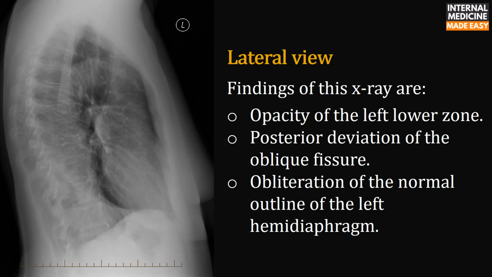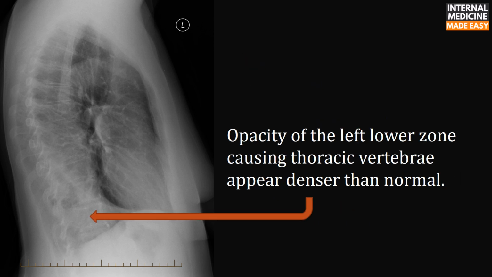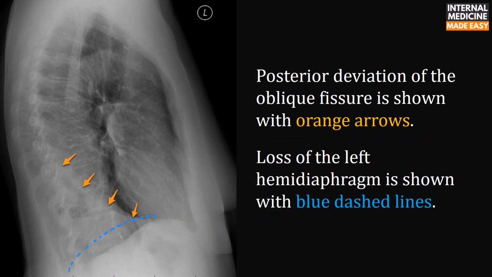Findings of this lateral X-ray are opacity of the left lower zone, posterior deviation of the oblique fissure, and obliteration of the normal outline of the left hemidiaphragm. Here, opacity of the left lower zone causing thoracic vertebrae appear denser than normal. Posterior deviation of the oblique fissure is shown with orange arrows, and loss of the left hemidiaphragm is shown with blue dashed lines.